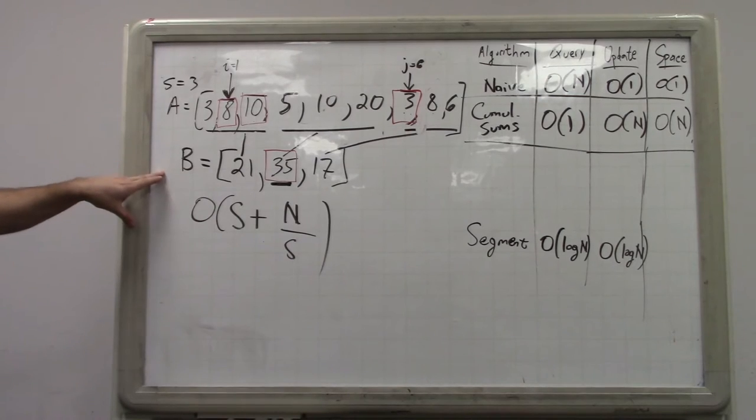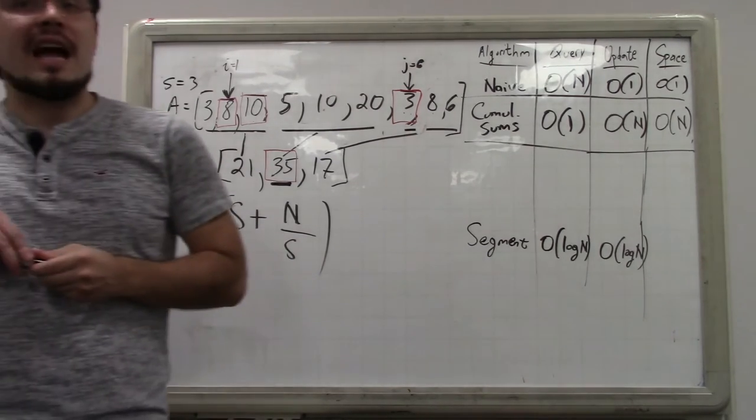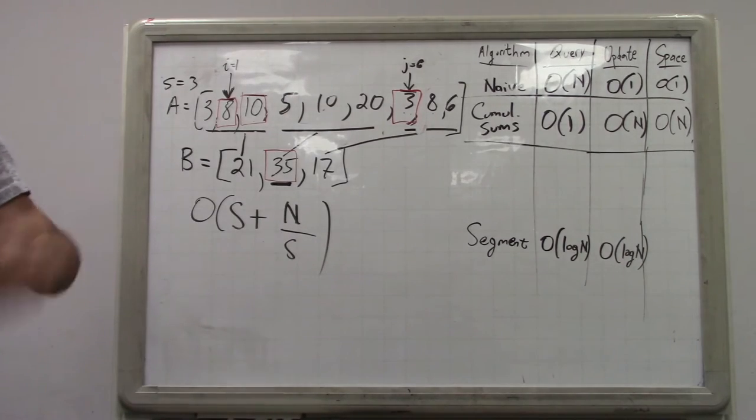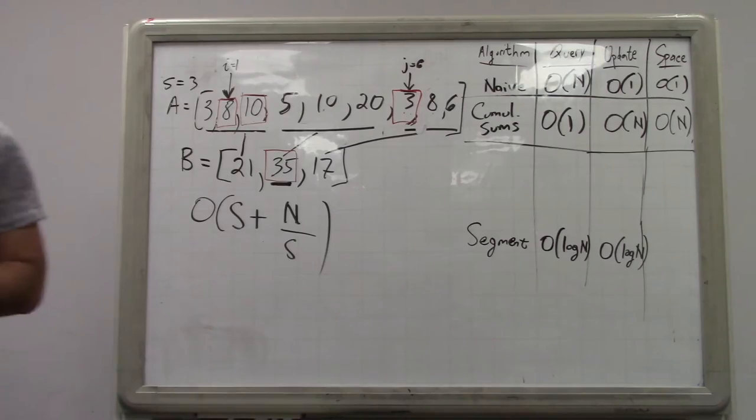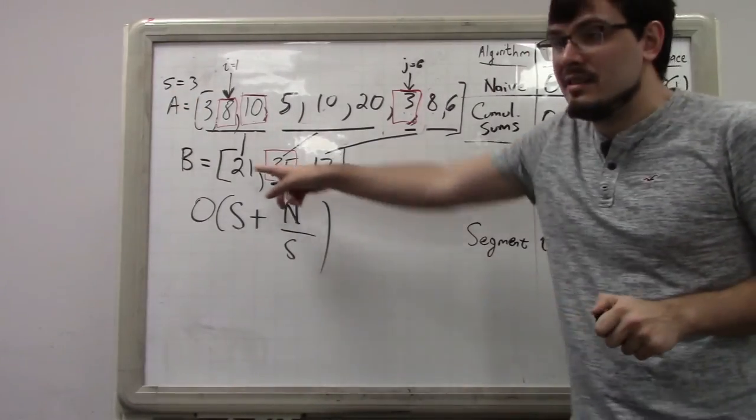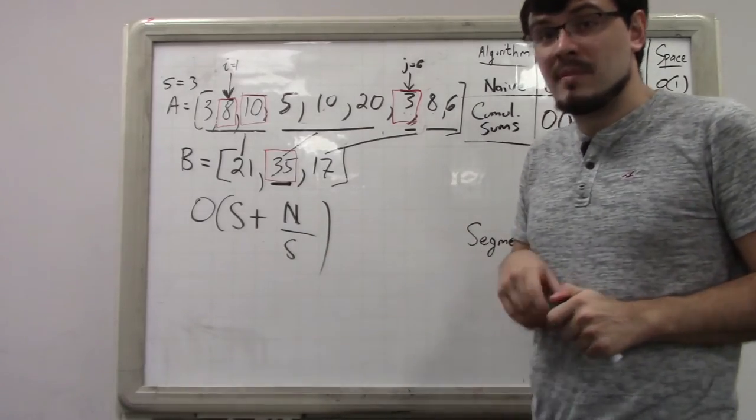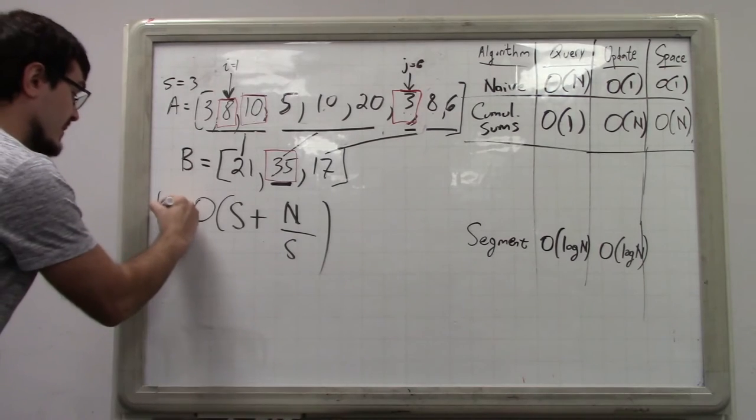And then additionally, we must spend time summing the blocks. How much time can we spend summing the blocks? Well, at a maximum, if the query spans most of the array, it could be all of the blocks. But how many blocks are there? Well, if the block size is s, then there are only n divided by s blocks. Okay, so we got this equation. This is the time.